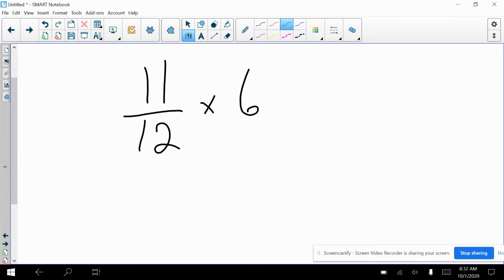What's the first thing you want to do? 11/12 times 6. What's the first thing you want to do, Bucky? Yes, you always want to change the whole number to a fraction. You'll find out later, once we get rolling, it's going to help you and make your life easier to solve problems. Yes, I'm pretty sure you can do it in your head now. I get that. But we're working towards harder problems, multiple fractions down the road, and you're going to have to keep things organized and straight. So the easiest thing to do is to make it 2 fractions.